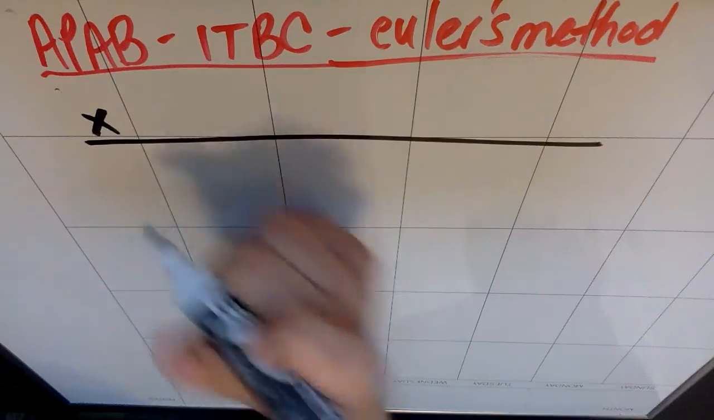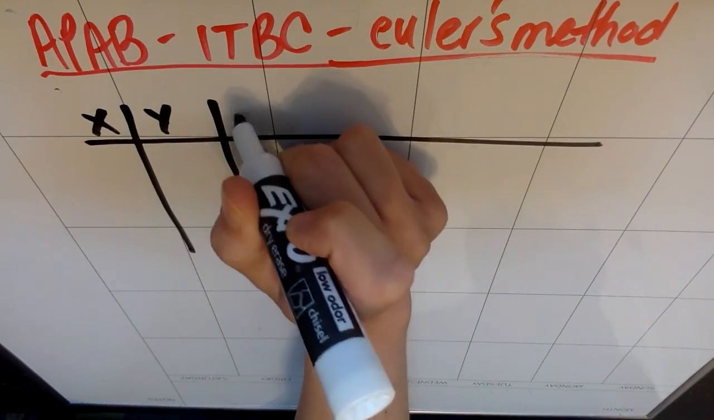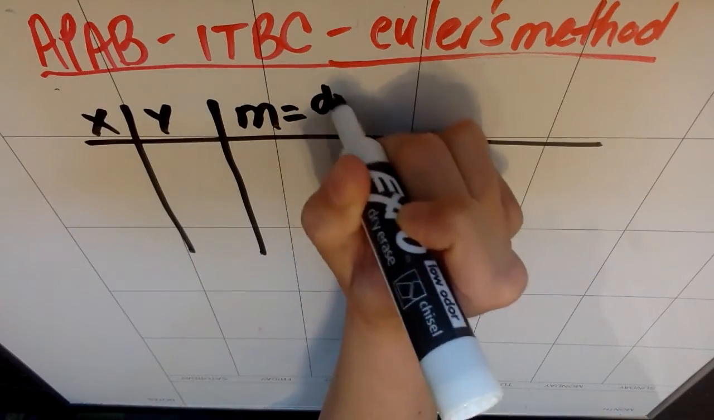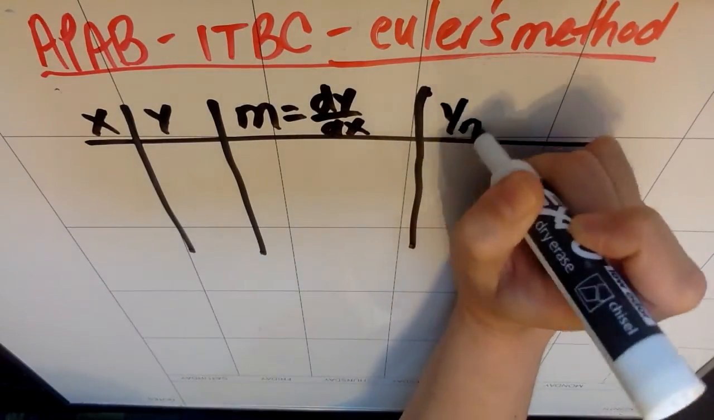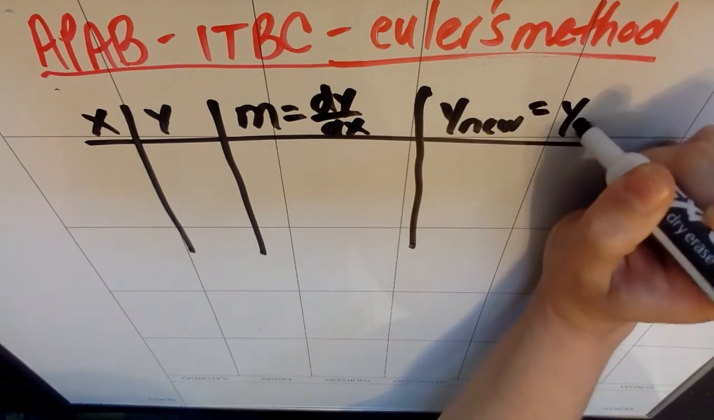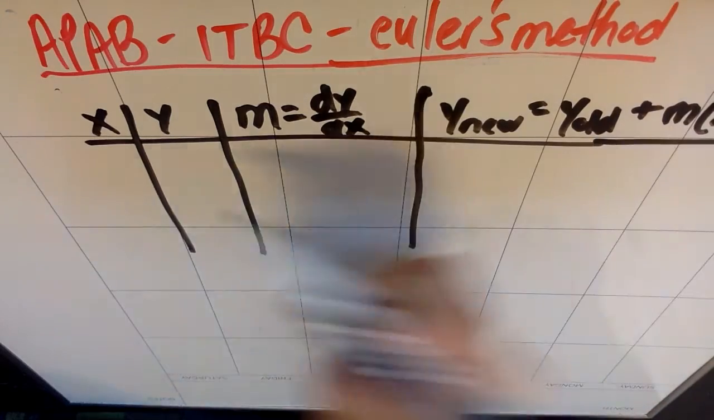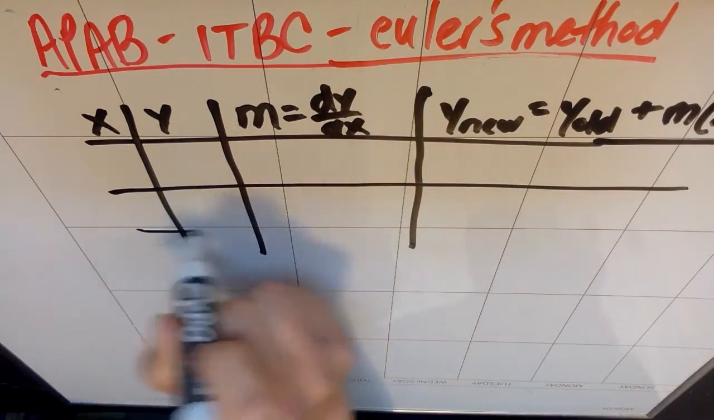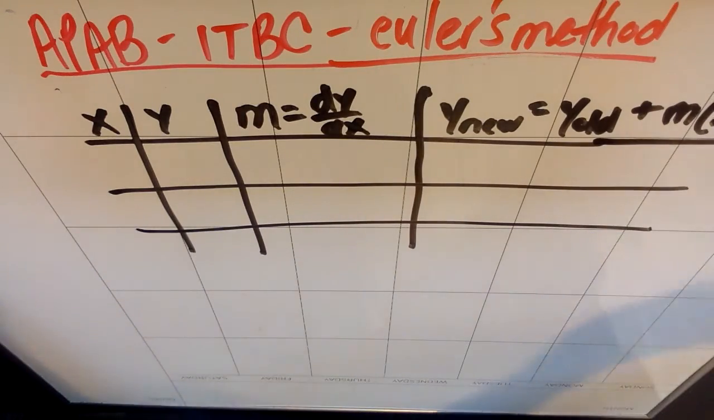I make a column for my x's, I make a column for my y's, I write what my slope is, which is my dy/dx formula, whatever I'm given, and then I go ahead and write my point slope. Y new equals y old plus the slope times delta x. And then every time I fill out a row, every time I find a new y, it goes back in this spot, and then I keep going.